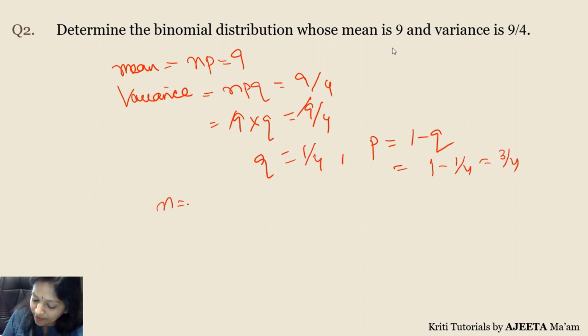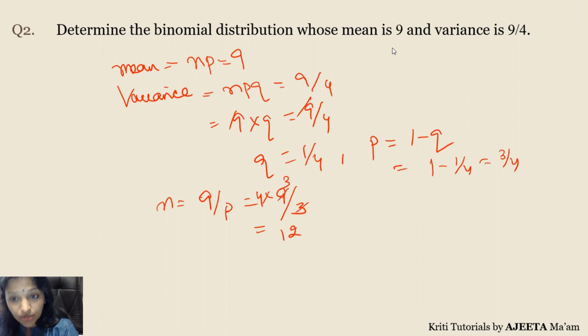Now what will be N? N will be, sorry, 9 upon P. So 9 upon 3 by 4, which will be 12. Now we have to find the binomial distribution. Binomial distribution means that we have to find that NCR formula.